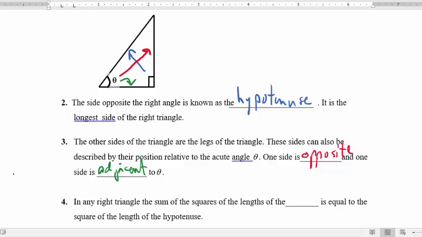And then in any right triangle, the sum of the squares of the lengths of the blank is equal to the square of the length of the hypotenuse. Well, that's got to be the only possible thing there: legs, right? The sum of the squares of the lengths of the legs is equal to the square of the length of the hypotenuse. That's just known as the Pythagorean theorem.